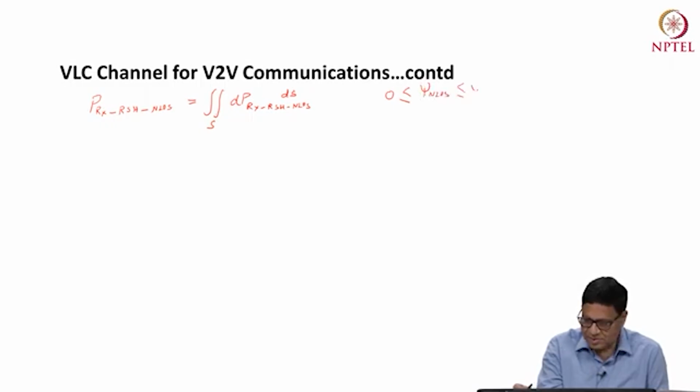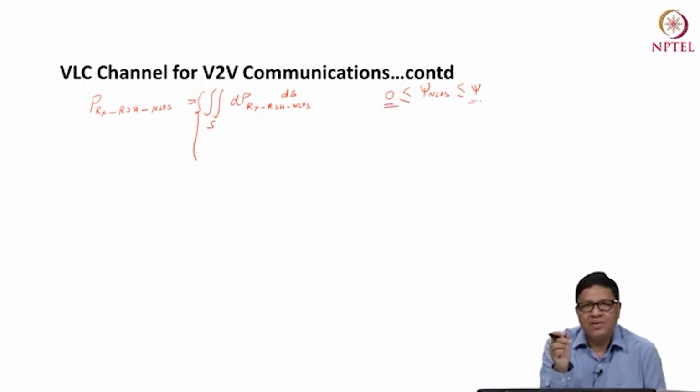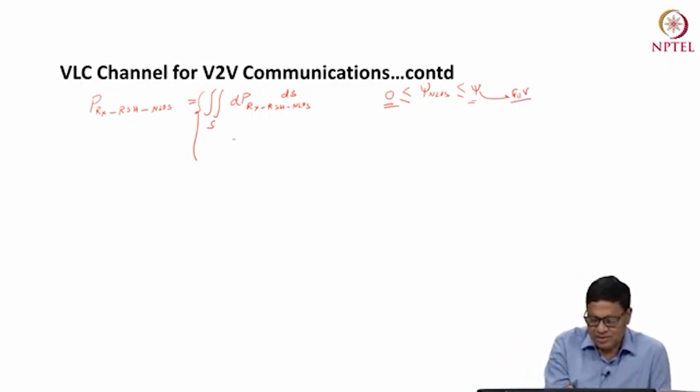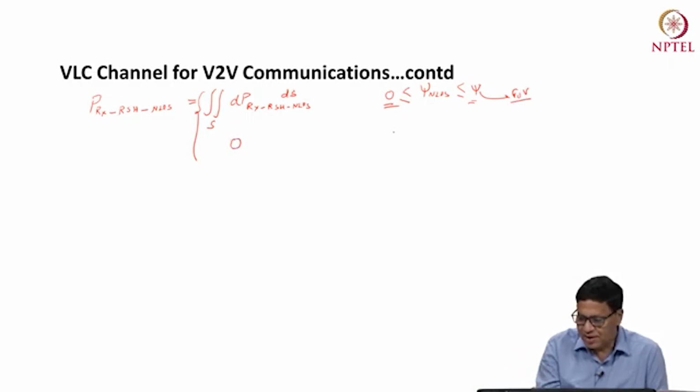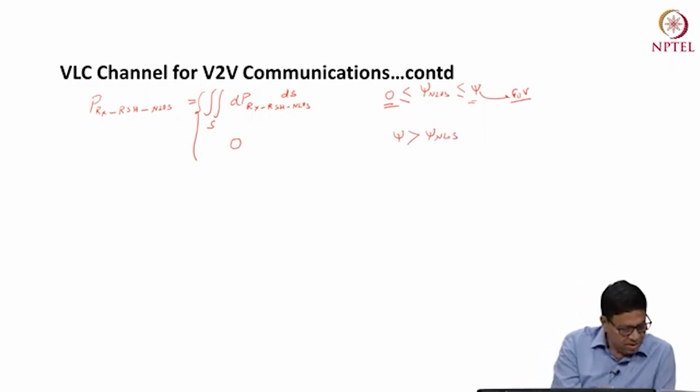is less than psi. This is only valid when the angle psi NLOS is between 0 and psi, because that is the FOV of the receiver. Anything away will not be going to the receiver, hence will not be counted. And this is 0 if your angle psi NLOS is greater than psi. So this is the component from the non-line-of-sight.